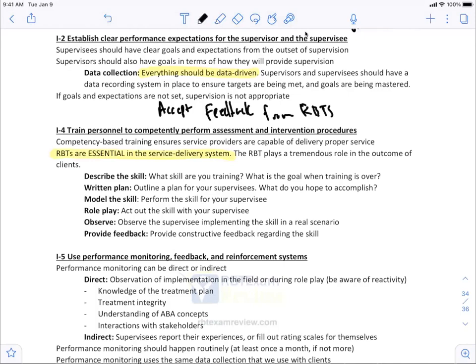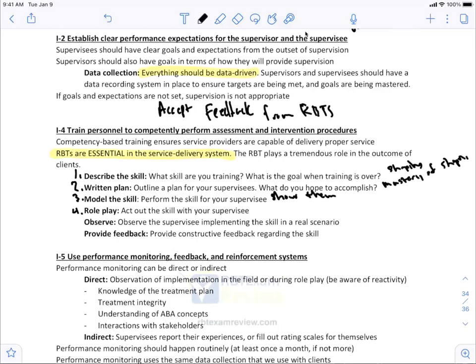How do we do that? Well, one, what skill are you training? Are you training shaping? Maybe so. So shaping, just for example, shaping. 2, write a plan. What is your plan? What do you hope to accomplish? Mastery of shaping. 3, model the skill. Always be modeling, right? Always show them how it's done. Show them.